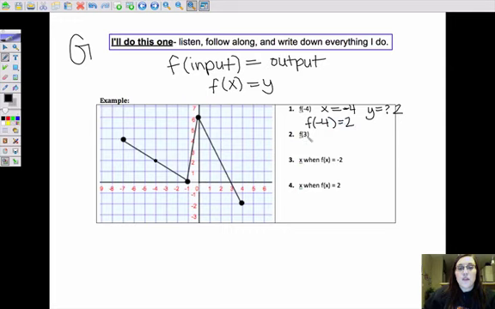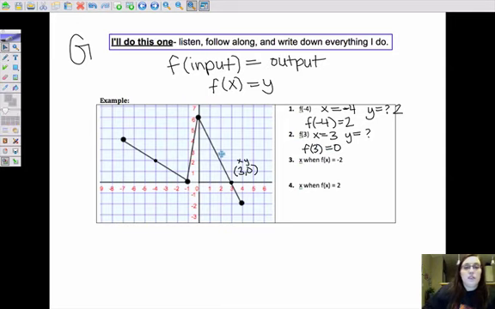Same process, f of 3. So I'm going to go to the x-axis again because x is equal to 3. I want to know what y equals. So I'm going to go on the x-axis over here. I see 3 right here, and I notice that it's on the x-axis. That means it's not up or down at all, so it's at 0. This is the point 3, 0. When x is 3, y is 0. So f of 3 equals 0.